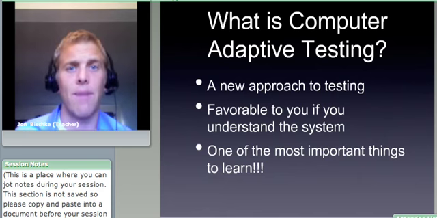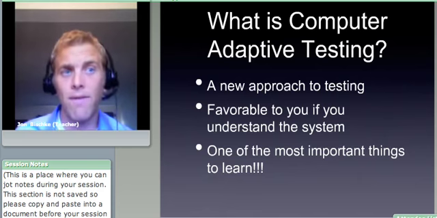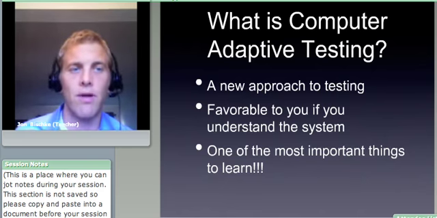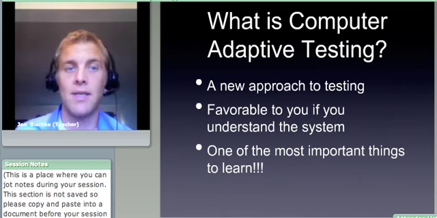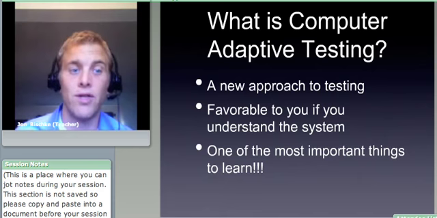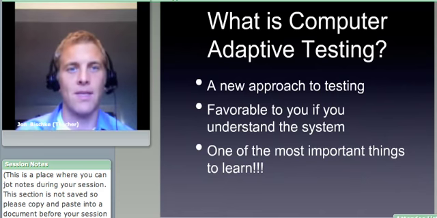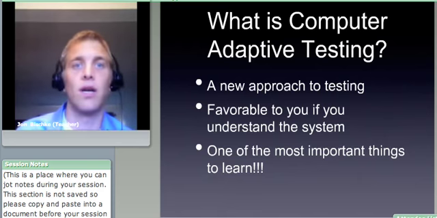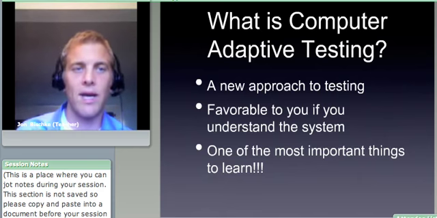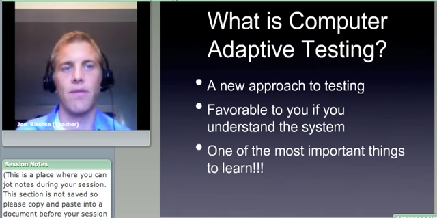Now, I actually think that computer adaptive testing is favorable if you understand the system. If you understand how computer adaptive testing works, you should look at it as something in your favor, because a lot of people who sit for the GMAT don't understand how it works. So if you're sitting next to somebody on test day and they don't understand how computer adaptive testing works and you do, you have an advantage over them. The format itself might be a little tricky to understand, but if you get the basic knowledge down, you should feel very glad that the exam is computer adaptive. And like I said before, it's one of the most important things to learn.